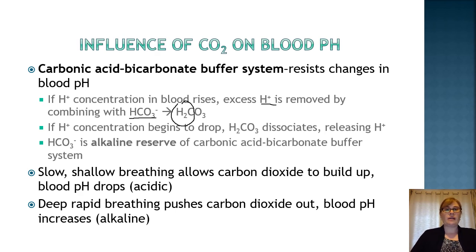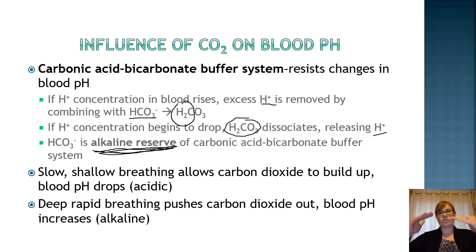If the hydrogen ion concentration begins to drop, that means the blood is going to start to become too alkaline, or too high of a number. If that's the case, then this will dissociate, releasing the hydrogen ions. What we call that is an alkaline reserve. It's a buffer; it serves as a buffer. It can change the pH as you need it. And this is on page 851.